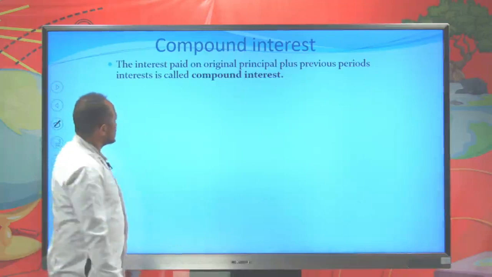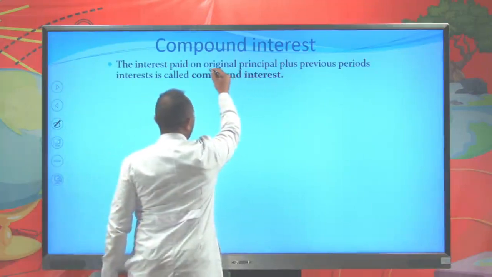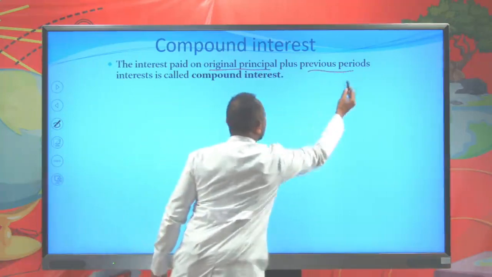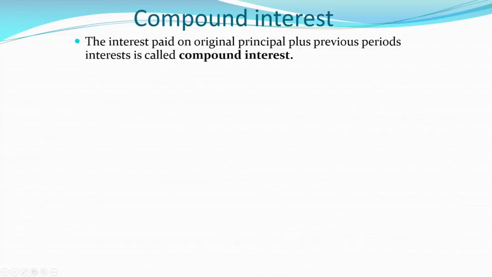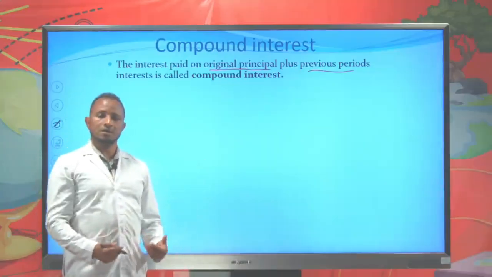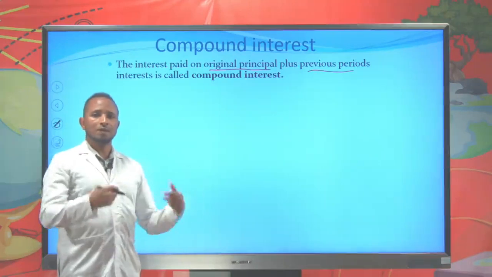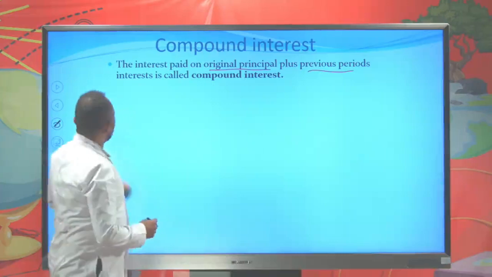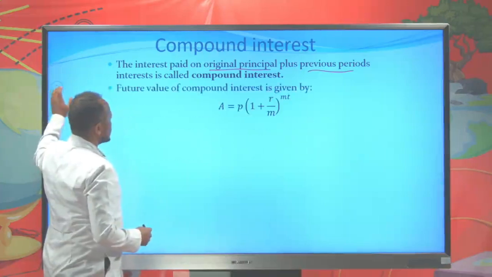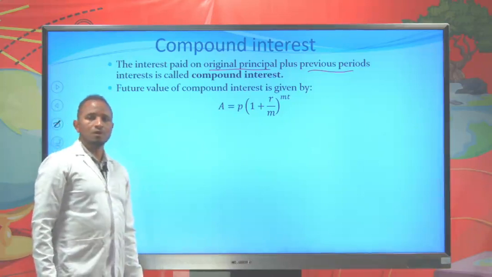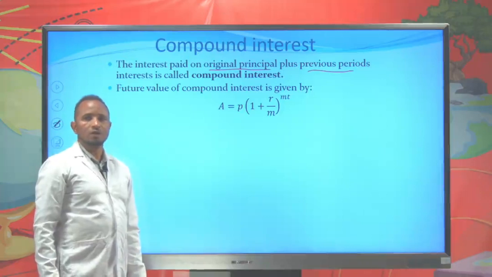This is the interest paid on the original principal plus the previous period's interest. We call this compound interest. In the case of compound interest, the interest is calculated not only on the original principal. It will be calculated on the original principal plus the interest on the previous period. So we use this formula to calculate the amount of compound interest, or the future value of compound interest.